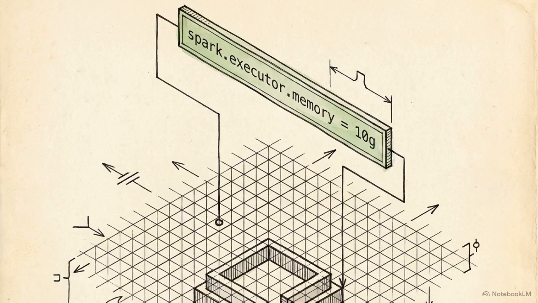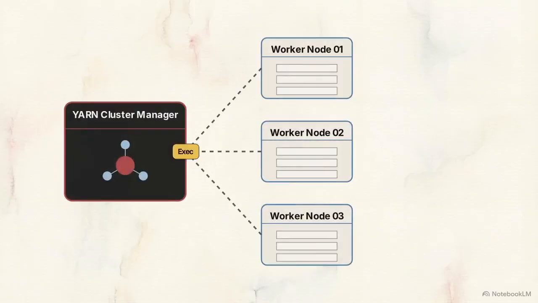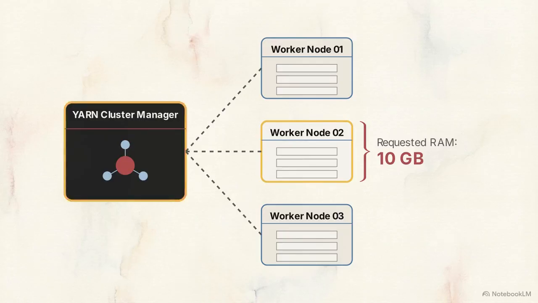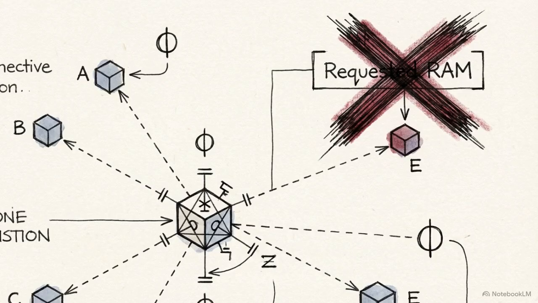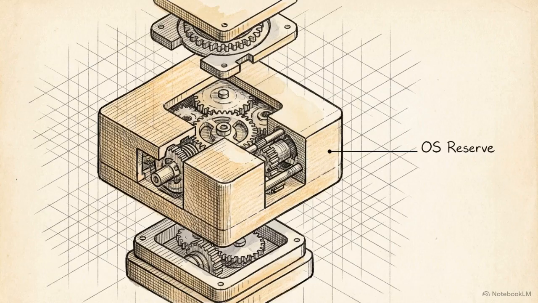Assume you configure your cluster with a spark.executor.memory setting of exactly 10 gigabytes. A common assumption is that 10 gigabytes is the total amount of RAM requested from a cluster manager like Yarn, the system responsible for assigning resources across the network. That assumption is incorrect. Before any data processing can happen, the cluster manager must allocate a separate block of overhead memory to handle internal system-level operations.